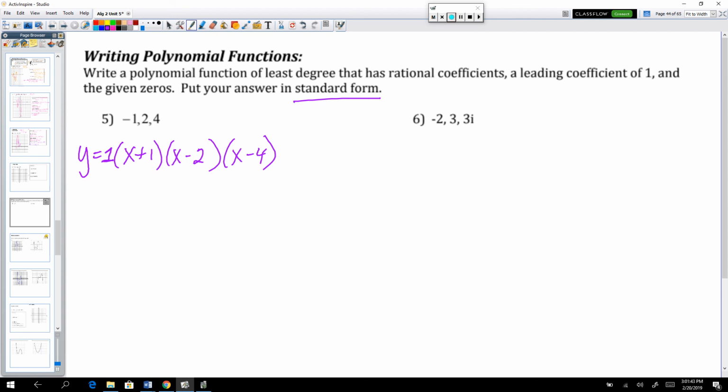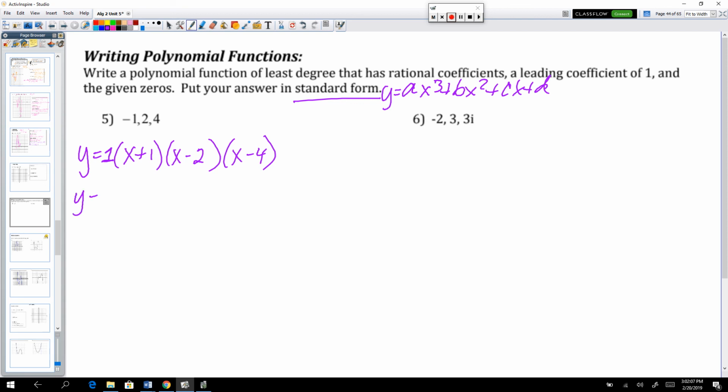Now, standard form means that in our case, we've got 3 roots. So ax cubed plus bx squared plus cx plus d. That's what standard form is for this cubic function. So in order to do that, we need to distribute these terms together. It really doesn't matter which ones you start with, just do 2 at a time. I'm going to start with the last 2.